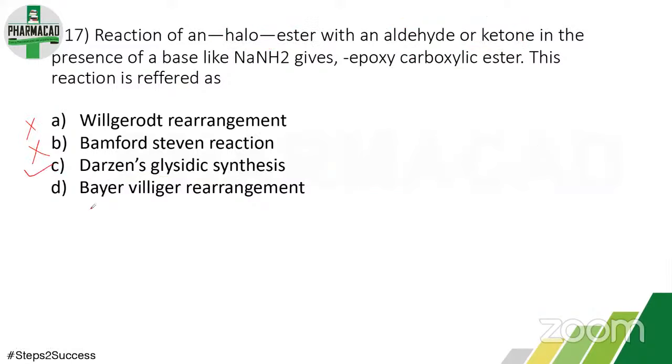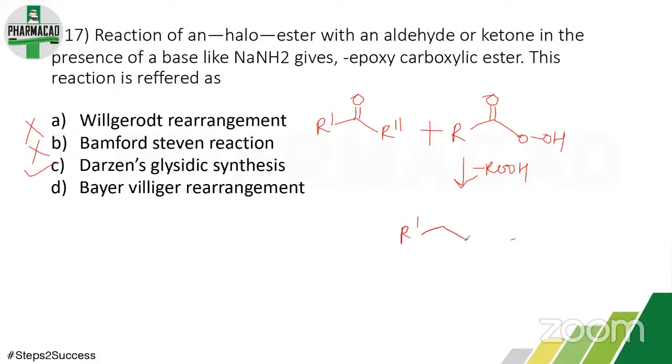What is the Baeyer-Villiger rearrangement? One ketone, if we are taking this, reacts with peroxy acid, any peroxy acid. What will happen? This acid will be removed out and we will get ester. Here is oxygen. We will get ester. So this is also an option. So the answer is option C, Darzens glycidic synthesis.